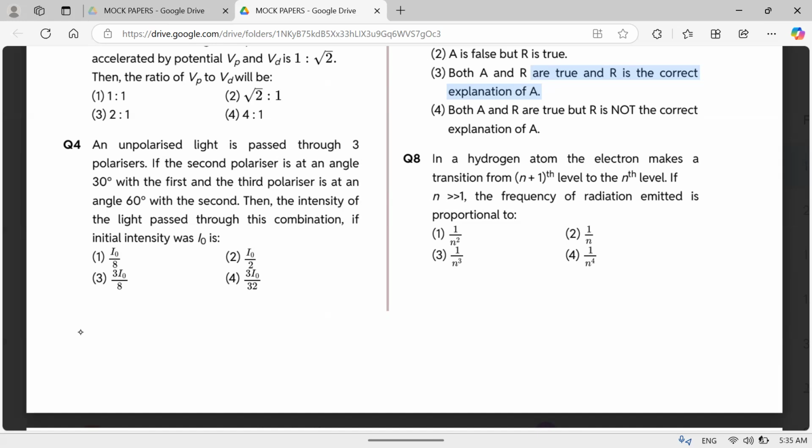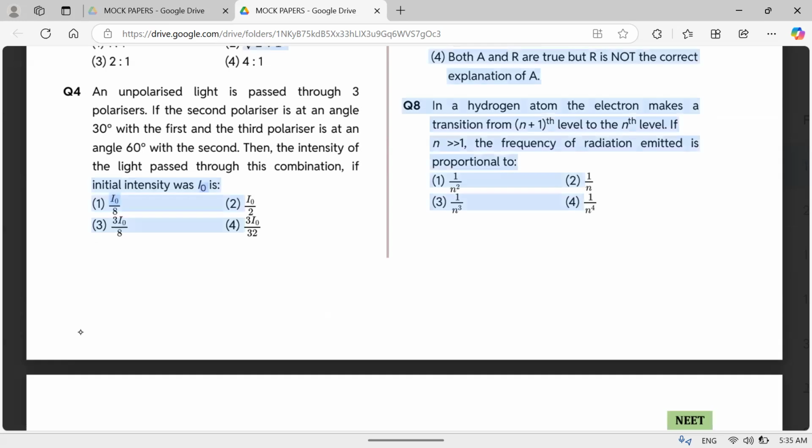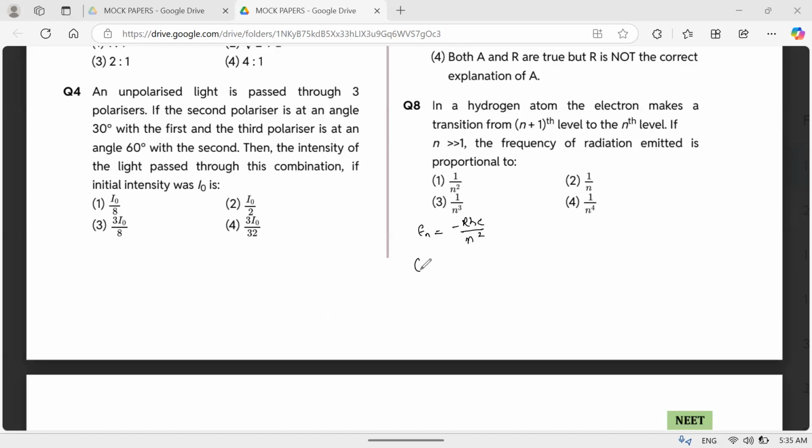In a hydrogen atom, the electron makes a transition from the n plus 1th level to the nth level. Good question. Can anyone try it? What is the energy of the nth orbit formula? Energy of the nth orbit is equal to minus R into hc divided by n square. Then the energy of the n plus 1th orbit will be minus R into hc divided by n plus 1 whole square.